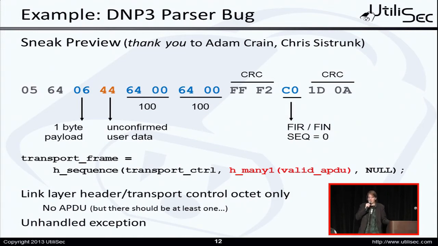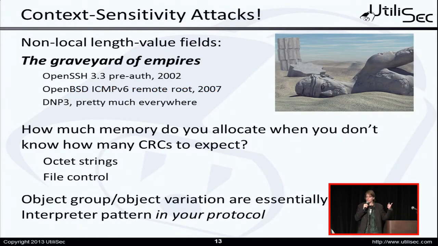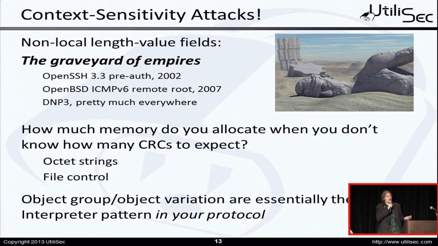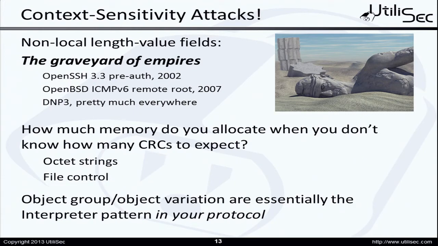This ends up resulting in an unhandled exception, and Adam and Chris were able to do terrible things with this. And we see this over and over and over again in other protocols. You know, as Sergey mentioned, BIND, OpenSSH, ICMP. And most of these problems actually end up being caused by non-locality between the length of a field and where that field is actually specified.